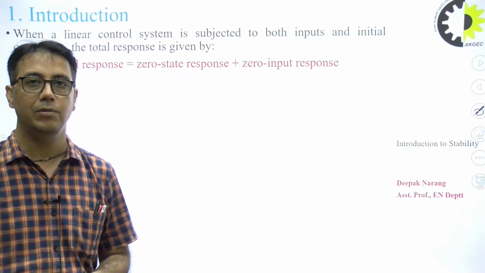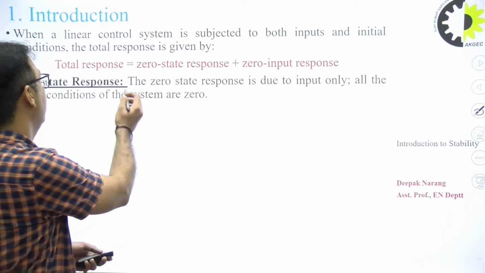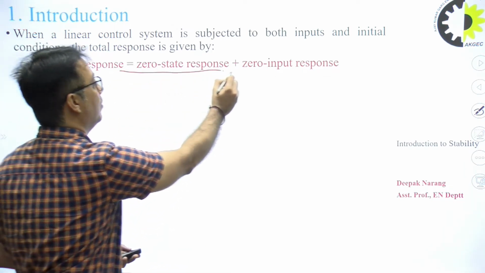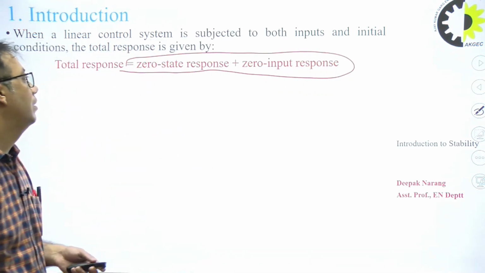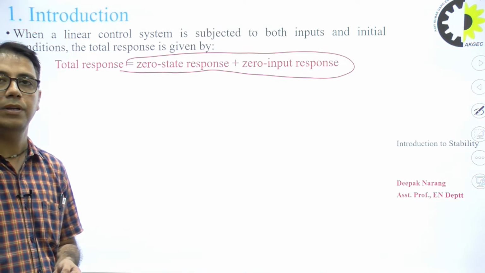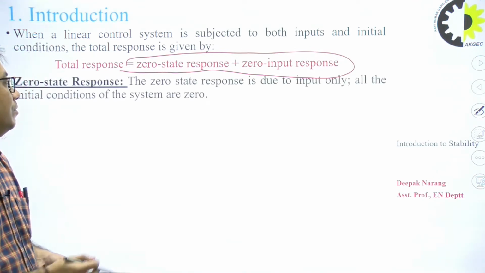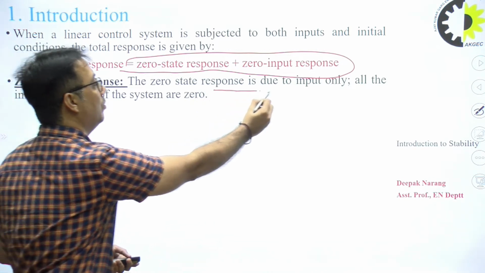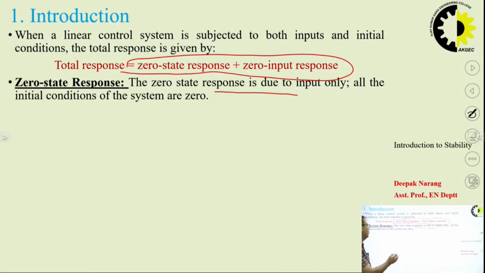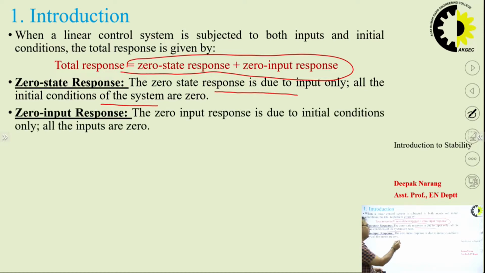And any control system can be defined as a combination of two responses, that is zero state response and zero input response. What is zero state response? The zero state response basically is due to input only. It is not depending upon the initial conditions. And second is zero input response, the response of any system which we are getting due to initial conditions when input is zero. So by combining these two responses, we get the total response of any control system.